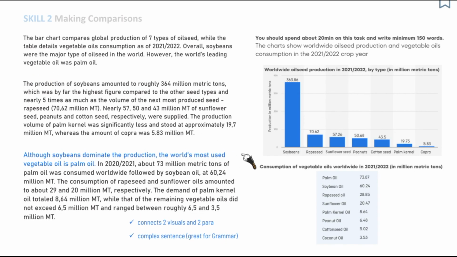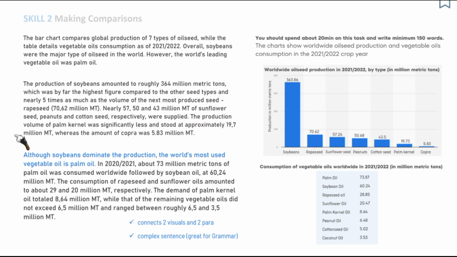And this is how I have used the word although in this report. It is the first sentence of the 3rd paragraph. And this word, although, which is a linking word, connects 2 visuals. It also connects 2 paragraphs. So your report becomes more connected and more coherent, which is very good, obviously.